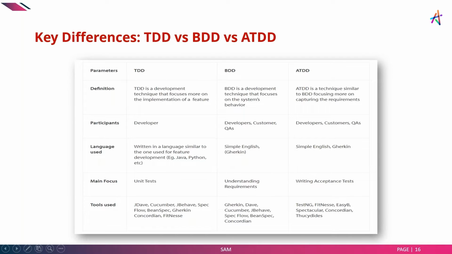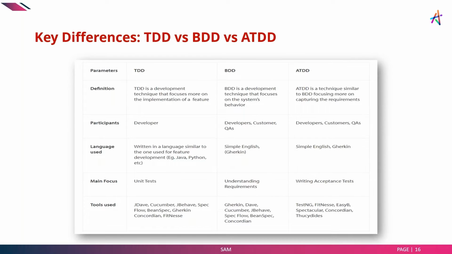All right. So the key differences between TDD, BDD, and ATDD. TDD is done by developers, and BDD could be done by developers, customers, or QAs. ATDD, developers, customers, QA, anyone can do. The languages used in TDD could be any development language, could be Java, .NET, Python, anything. When it comes to BDD, simple English or the Gherkin language is used. ATDD again the same, Gherkin is the language used.